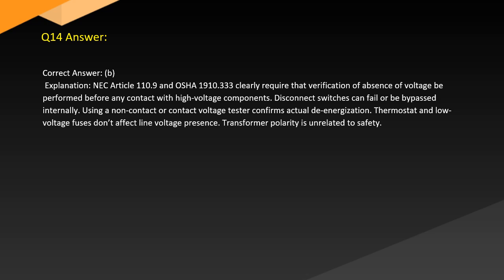Answer. Correct answer, B. Explanation. NEC Article 110.9 and OSHA 1910.333 clearly require that verification of absence of voltage be performed before any contact with high voltage components. Disconnect switches can fail or be bypassed internally. Using a non-contact or contact voltage tester confirms actual de-energization. Thermostat and low voltage fuses don't affect line voltage presence. Transformer polarity is unrelated to safety.